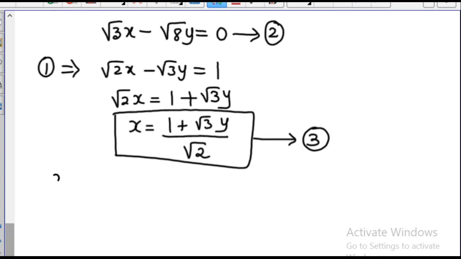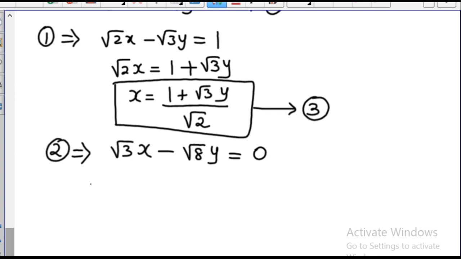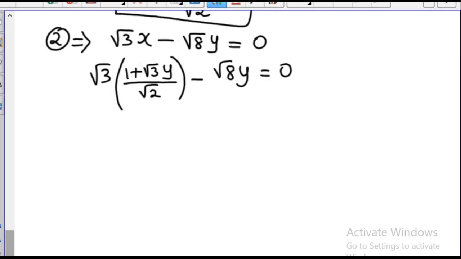Okay, the second equation is root 3 x minus root 8 y is equal to 0. In this you are going to apply the x value. Okay, so that is root 3 into 1 plus root 3 y by root 2, then minus root 8 y, that is equal to 0. Okay, so here we have a denominator root 2. So we want to cancel that.